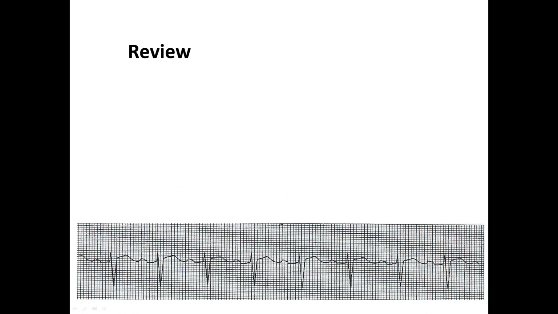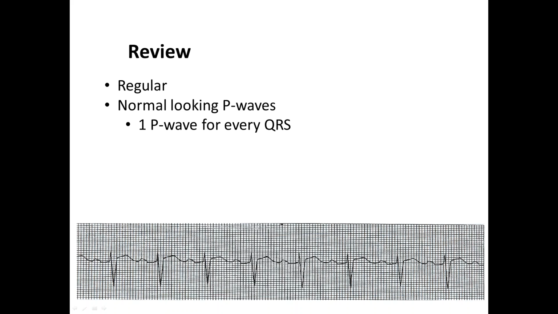So to review, first thing we're going to do is check for regularity. A first degree block will be a regular rhythm. Second, we move on to our P waves. They're going to look fine, and we're going to have one P wave for every QRS complex. However, your PR interval will be greater than 0.20.